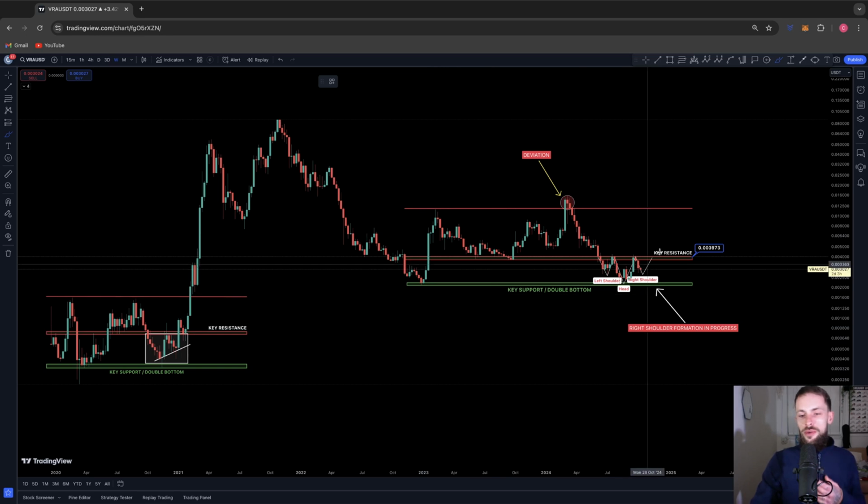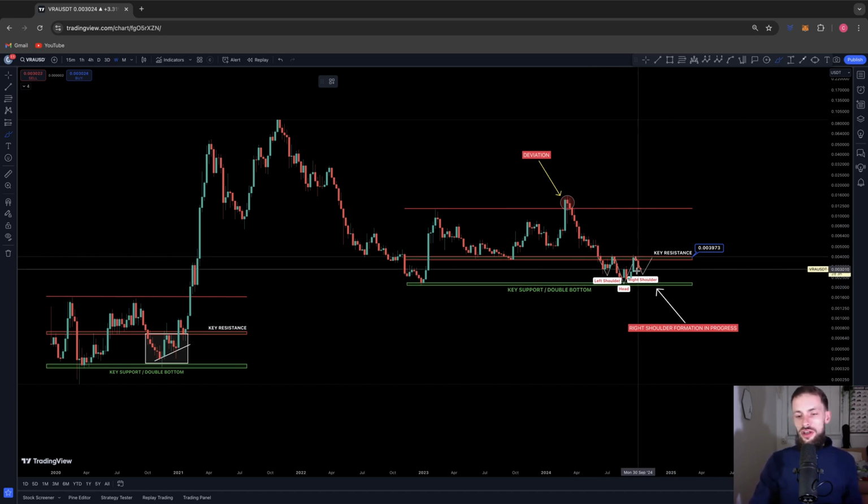So fast forward to where we are now, I think we're in the same zone between this key resistance and support, just like we were here in the past. We had this key resistance and support. We built up this second base foundation after the first point of contact. Very similarly here, we've had the first point of contact, and right now we're building up the second base formation. So I think the pattern that VRA is actually forming is an inverse head and shoulders right now.